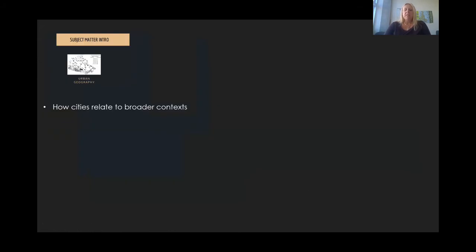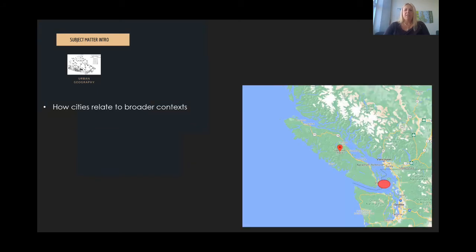So we've talked a little bit more about how urban geography is interested in the relationship of cities and the broader context surrounding them. I want to use an example now from Victoria to understand this. So whether or not you're from Victoria, you know that Victoria is situated on an island, and it's the capital of both the province and a really important hub for the island as a whole. So certainly urban geography is interested in the relationships between Victoria and other centers on the island.